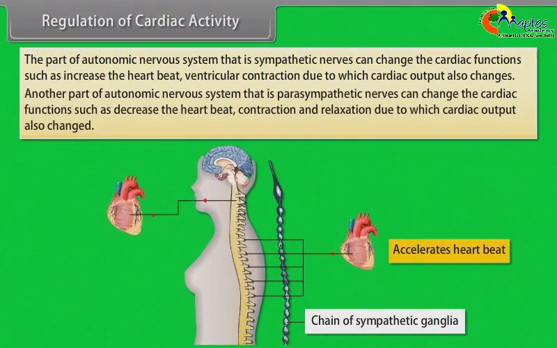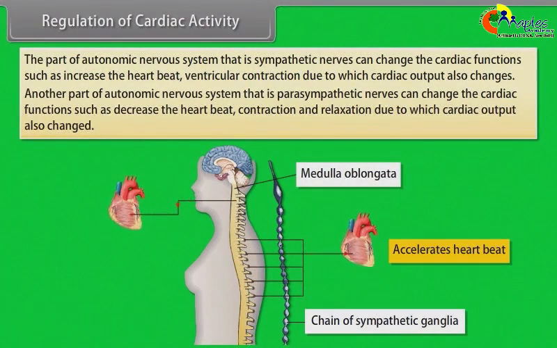Another part of the autonomic nervous system, that is, the parasympathetic nerves, can change the cardiac functions such as decreasing the heartbeat, contraction and relaxation, due to which cardiac output also changes.